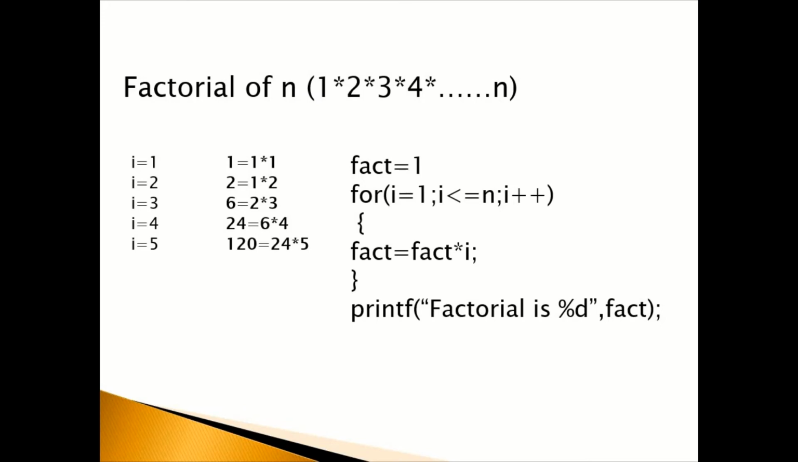So if the user enters the value of n as 5, then the factorial is how much? It is 120. So 120 will be printed by this program. Let us design these programs in Turbo C editor.